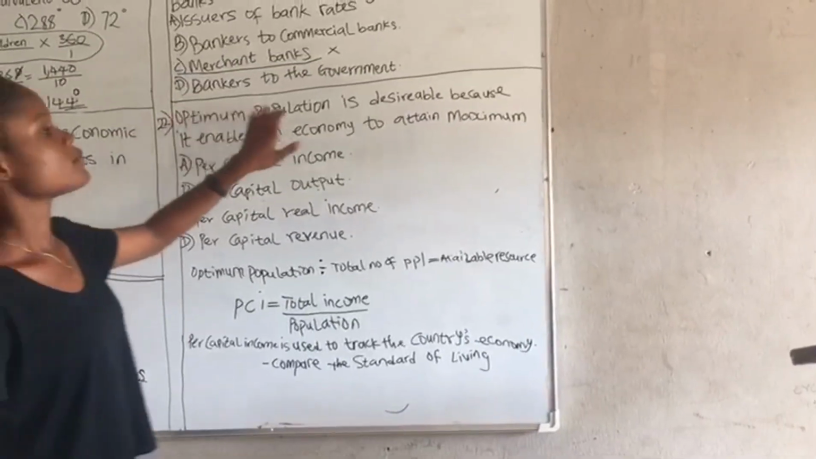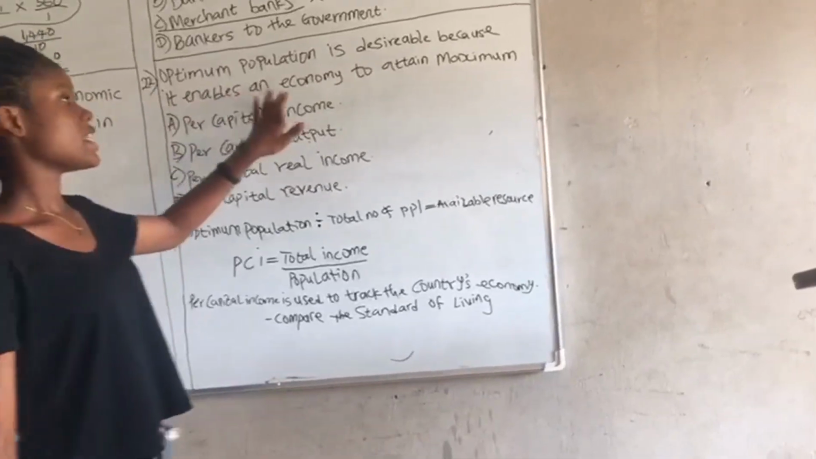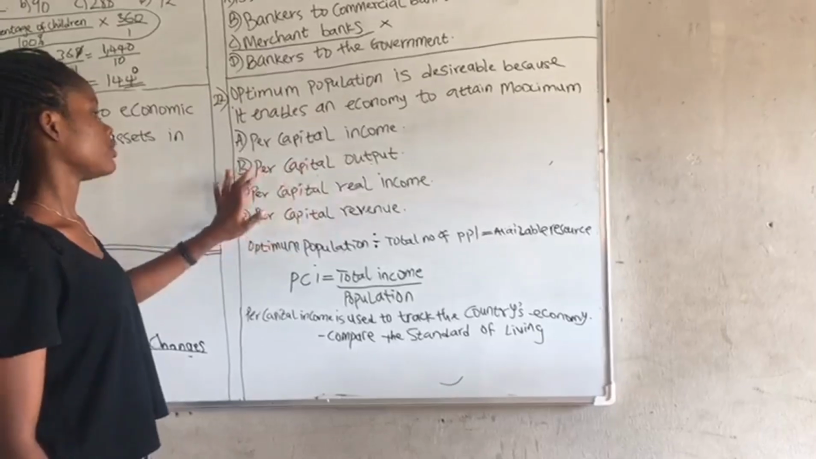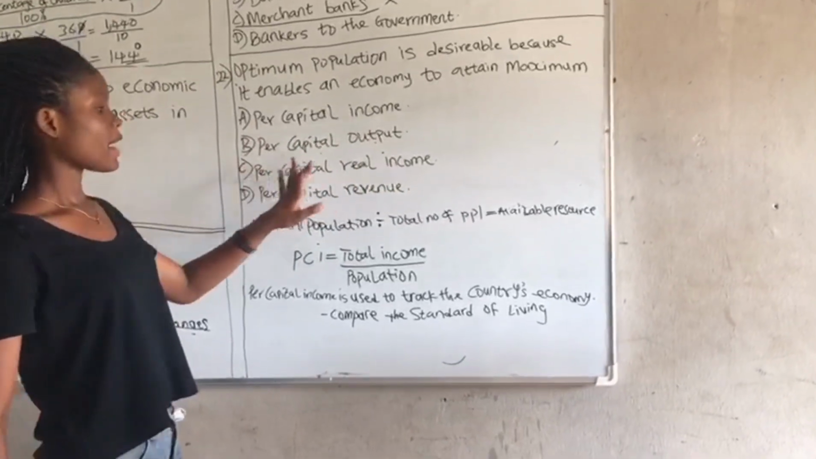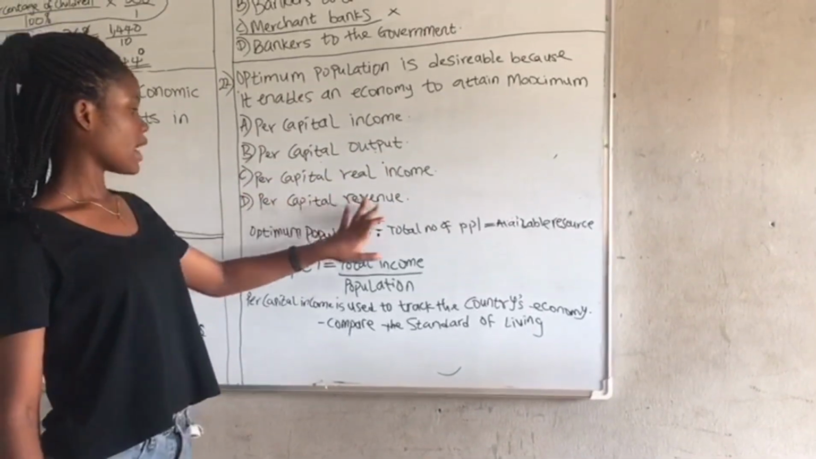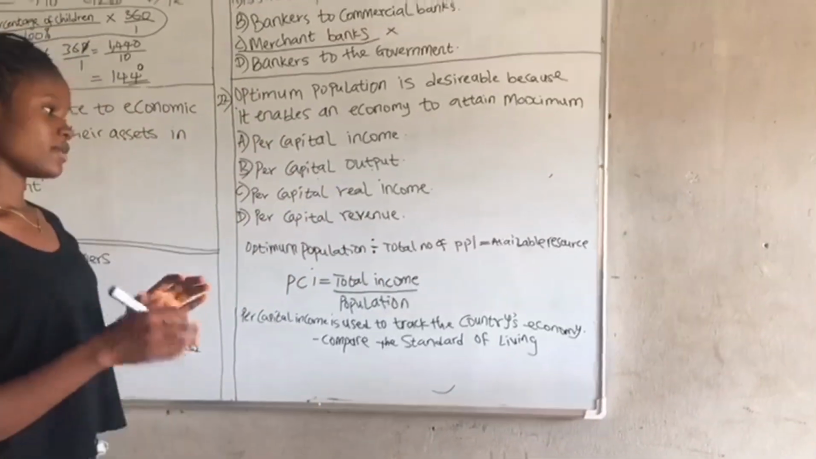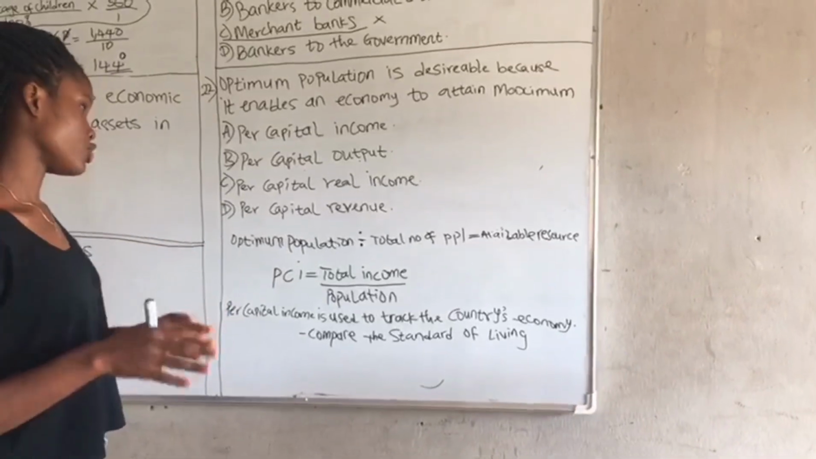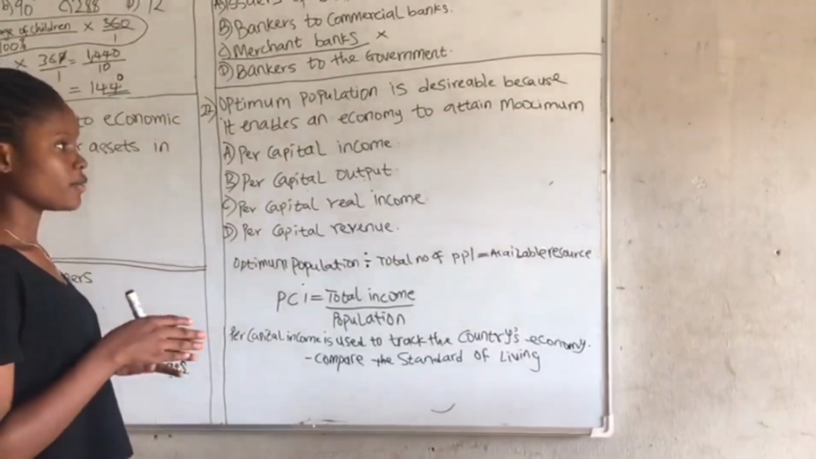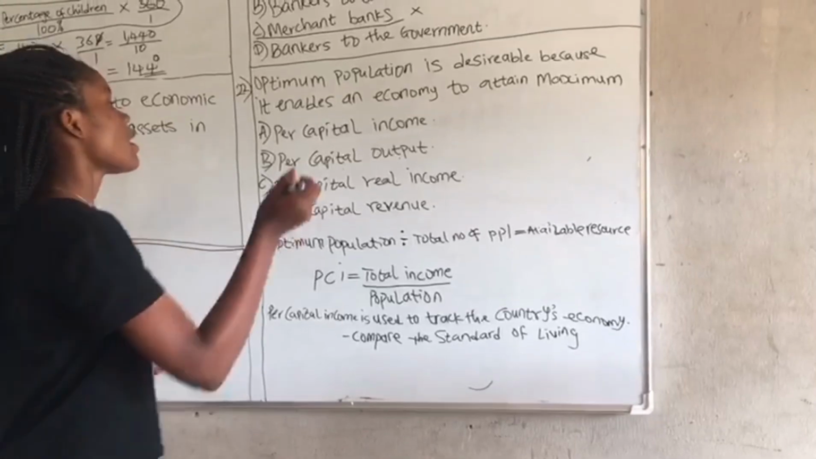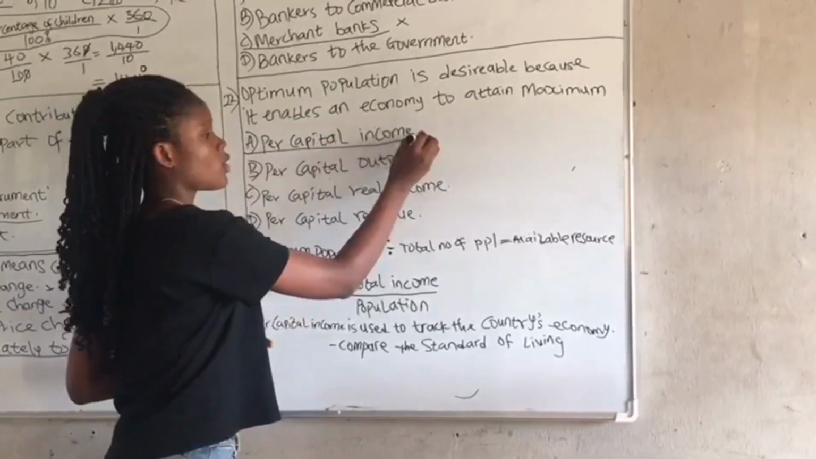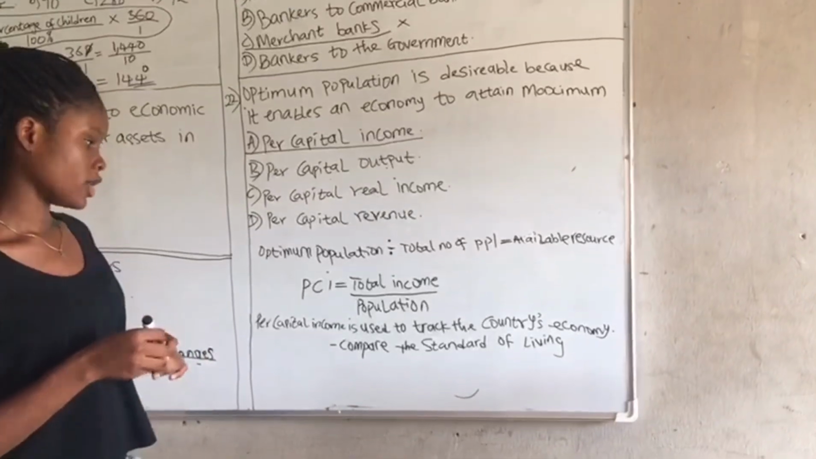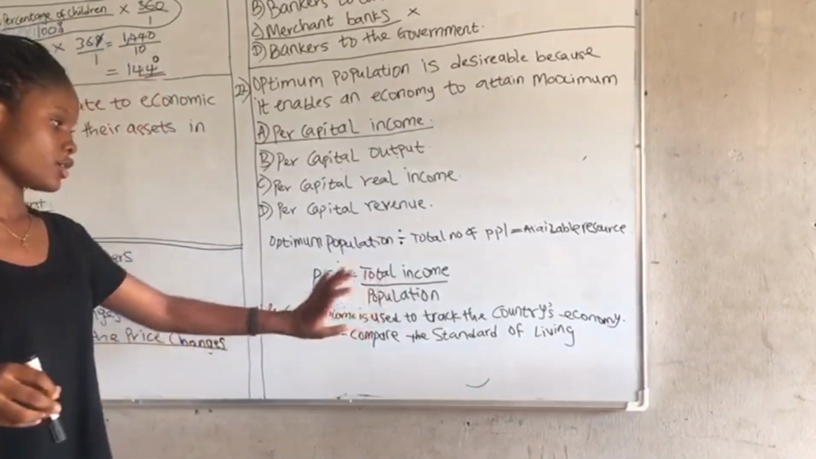Number 22. Optimum population is desirable because it enables an economy to attain maximum A, per capita income, B, per capita output, C, per capita real income, D, per capita revenue. Optimum population is defined as a population whereby the total amount of people is equal to the available resources in the country. So it is desirable because it enables the economy to attain maximum per capita income. What is per capita income? Per capita income is the total income in the country divided by the population.